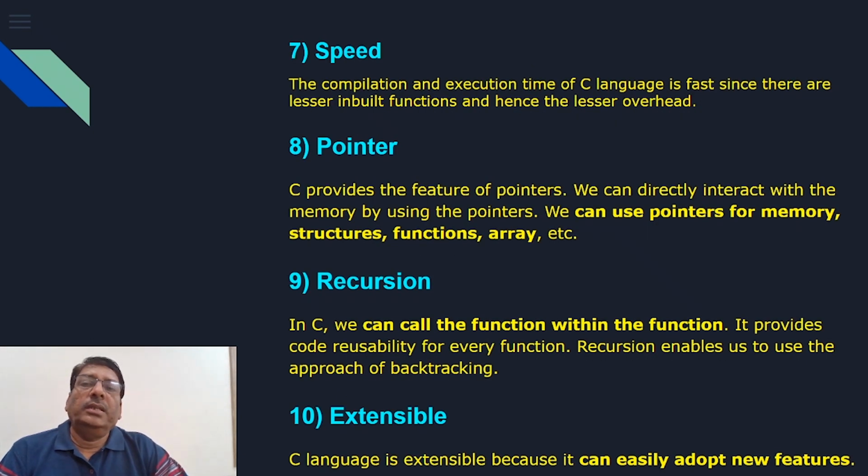We say C is a faster language. The compilation and execution time of C is fast, since there are fewer built-in functions. So there is less overhead when you write a particular program and execute it. And C, we say, executes faster when compared to the rest of the languages.